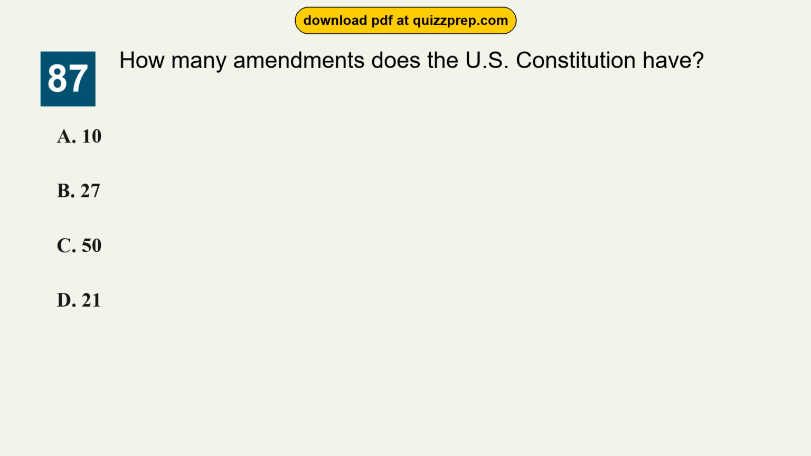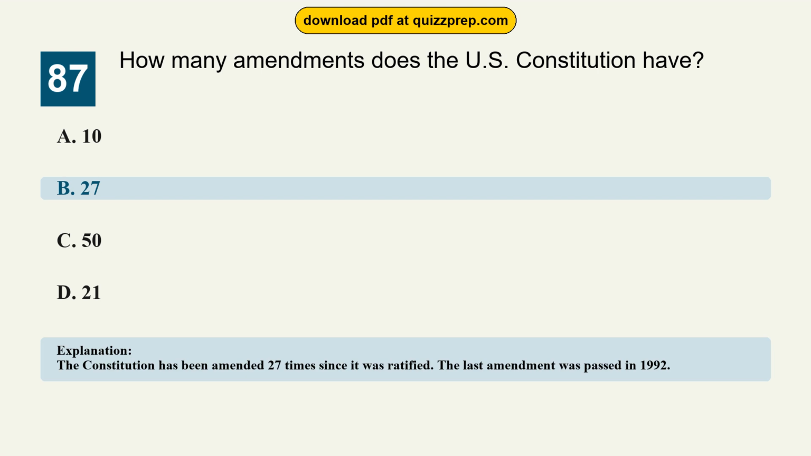Question 87. How many amendments does the U.S. Constitution have? Option A, 10. Option B, 27. Option C, 50. Option D, 21. The correct answer is option B. 27. The Constitution has been amended 27 times since it was ratified. The last amendment was passed in 1992.